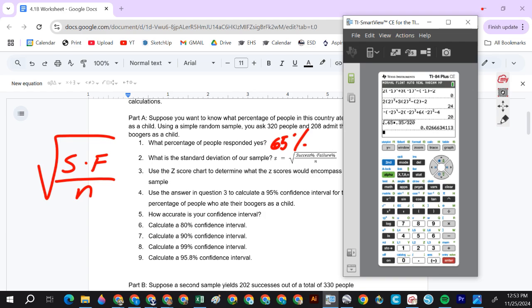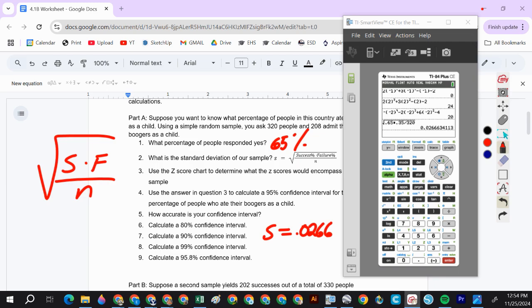So I get a standard deviation. Is this a sigma or an S? So is this population or sample? This is sample, so it's S. So S is 0.0266. Okay?